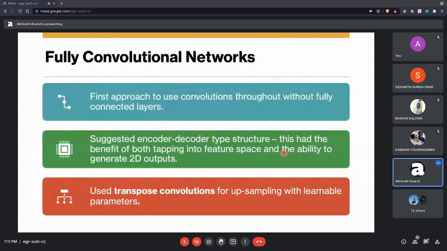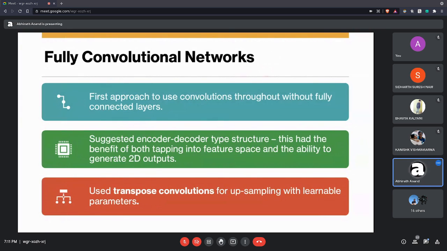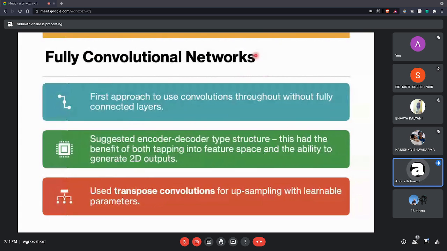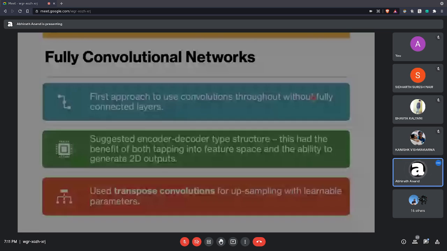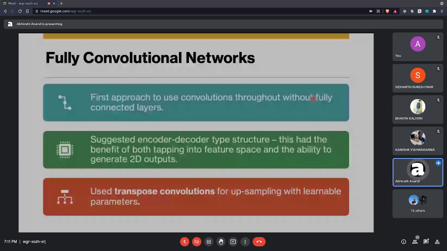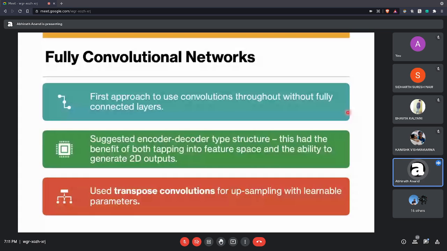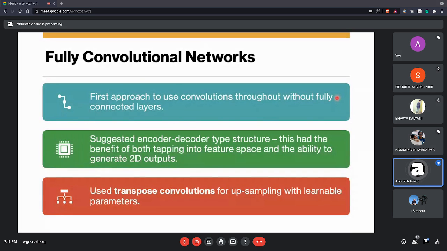So this was the first major deep learning approach in semantic segmentation. This is called fully convolutional networks. And this was the first approach to use convolutions throughout. There were no fully connected layers in this entire thing. And this makes sense because fully connected layers are required only in image classification, only because you want class outputs. Over here, you do not need class outputs. All you need is an output image which has pixels classified into certain classes, right?